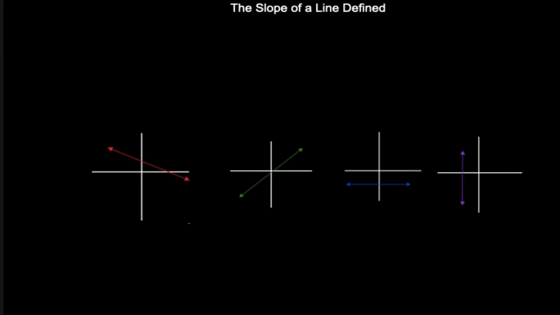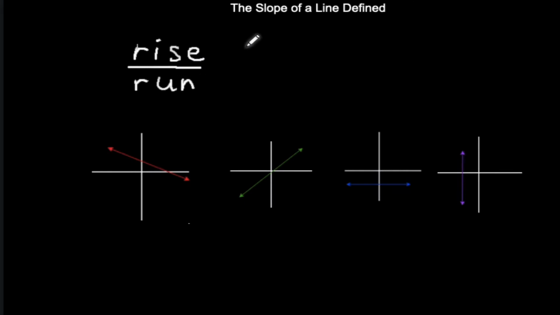So let's begin this lesson by defining what a slope is. A slope is the measure of a line's steepness, and the slope of a line is known as rise over run. So rise over run, just like that.